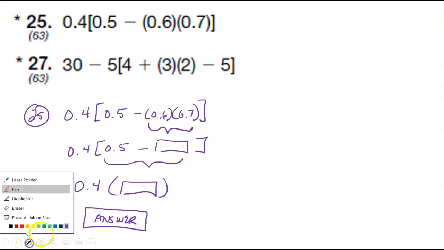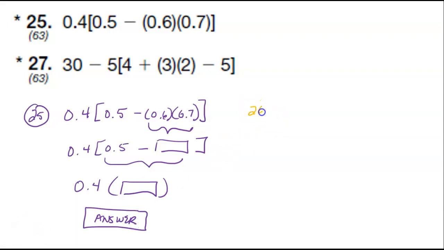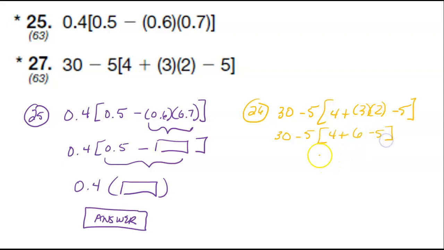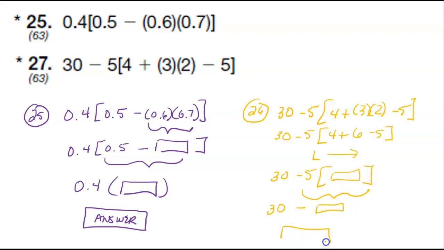Let me change colors. 26. I'm going to write that out here. Okay, so we need to also apply PEMDAS here. So we have, I've lost my cursor. There it is. 30 minus 5 times 4 plus, we have to multiply, so that's 6 minus 5. Now I can go from left to right here. So I have 30 minus 5. You're going to do 4 plus 6 minus 5 to get what's inside those brackets. Then you're going to multiply this. And then you get your answer.